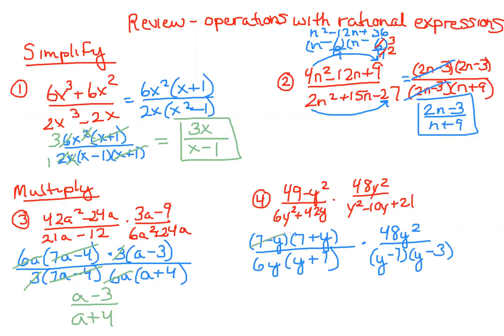7 minus y, y minus 7. Can we cancel those? Yes, we can cancel them only if we put a negative somewhere on the top or on the bottom. And y plus 7, 7 plus y, those we can cancel because it doesn't matter with addition. This y can cancel with one of those. And 6 goes into there 8 times. So in the numerator, we're left with negative 8y. And in the denominator, we're left with y minus 3. And that's our answer.